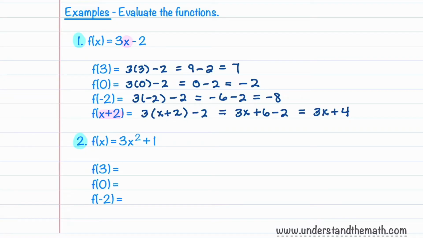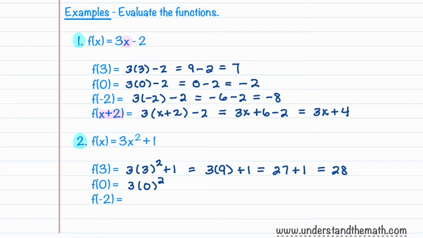F of 3 is going to be when we plug in 3 for x, so this is 3 times 3 squared plus 1. This is going to be 3 times 9 plus 1, which is 27 plus 1, and gives us an output value of 28. Now let's evaluate f of 0. We have 3. We're going to plug in x is 0, and we'll square that, add 1, and this just gives us 0 plus 1 for an output value of 1.